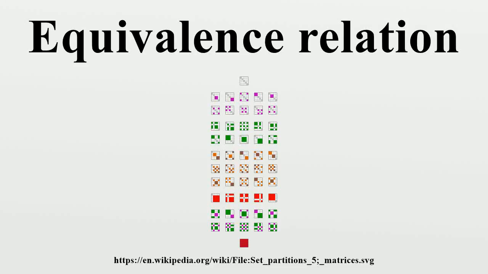In mathematics, an equivalence relation is a binary relation that is at the same time a reflexive relation, a symmetric relation and a transitive relation. As a consequence of these properties, an equivalence relation provides a partition of a set into equivalence classes.